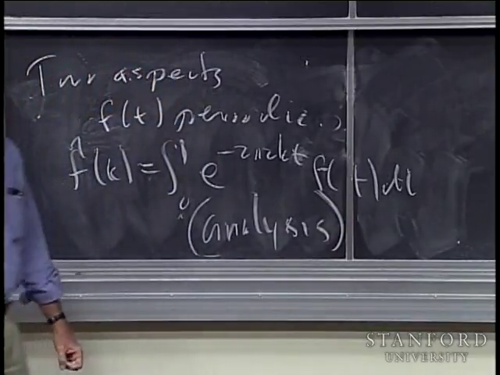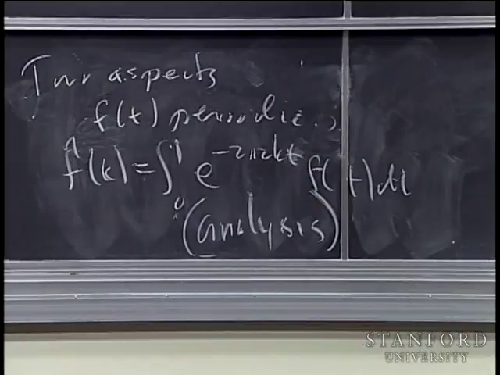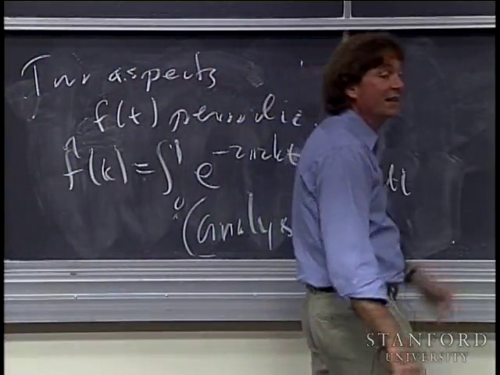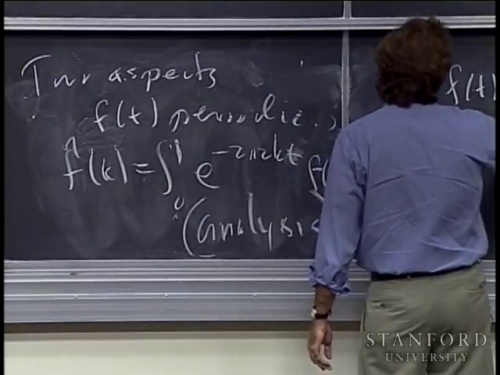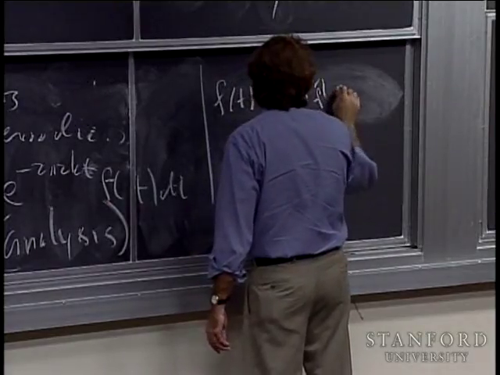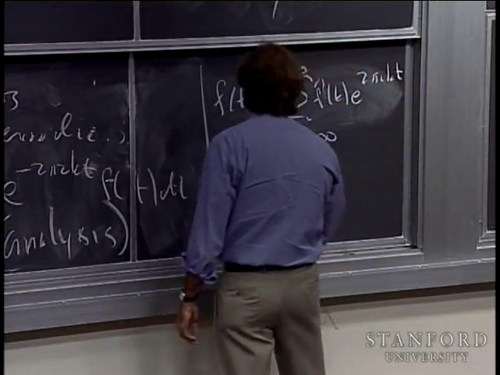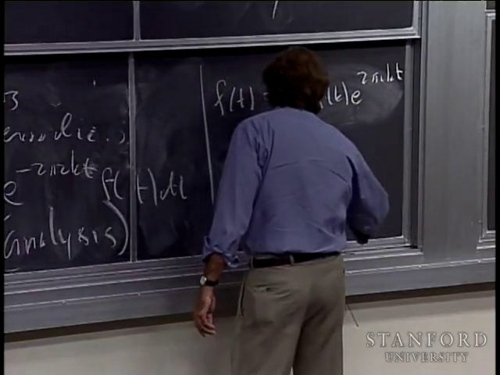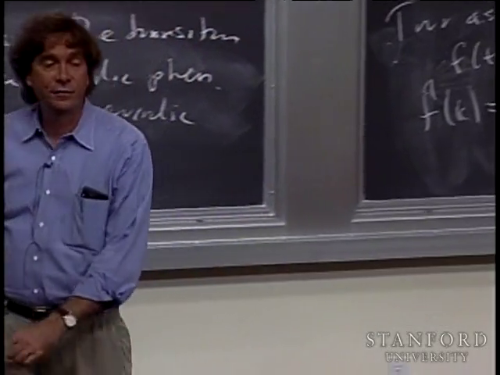That's analyzing the function, the signal, into its constituent components, figuring out how much each complex exponential contributes to the whole, by this amount. Then there's synthesis. The synthesis is writing the series, all right? Recovering the function from its constituent components. Sum from minus infinity to infinity, f hat of k, e to the 2 pi i k t. So that's synthesis, all right? And both of those things generalize to the Fourier transform.